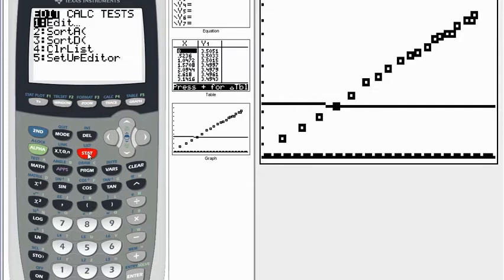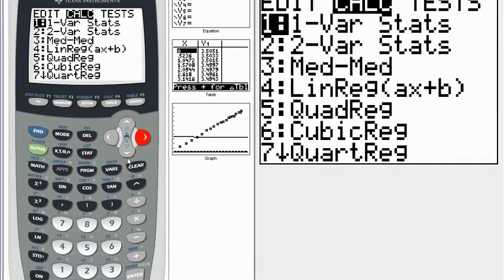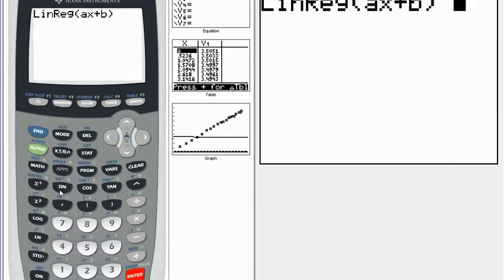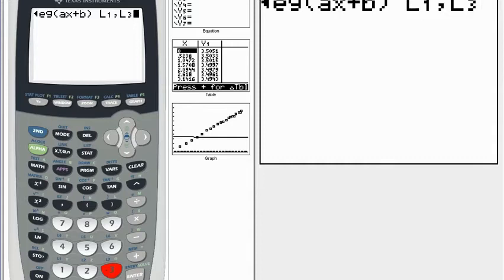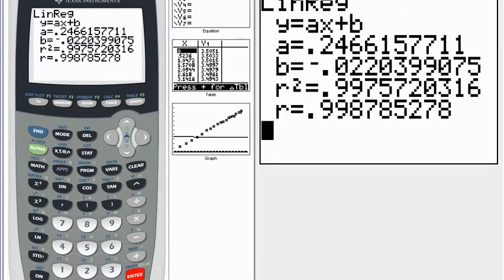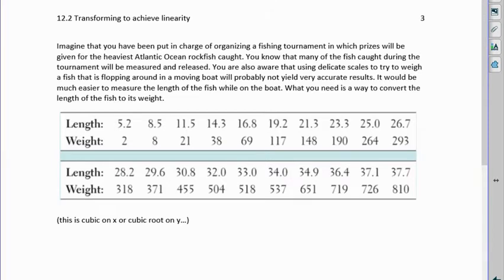So now that I see that the data looks straight, I'm going to run a linear regression on this data. Remember, you have your x values in L1, and you have your observed values that have been transformed in L3. So I need to use L1 and L3. And I run my linear regression, and I see a very nice R value of 0.998785. So that is a very strong R value, and it's nice that the look was straight. So that is a good indication that this would be a great model of our data.